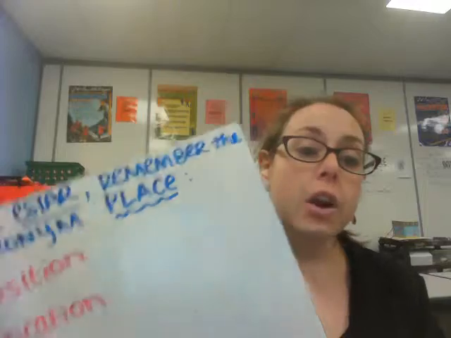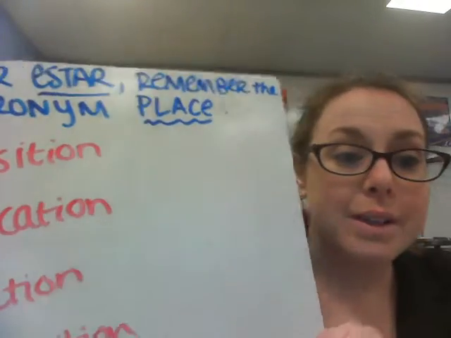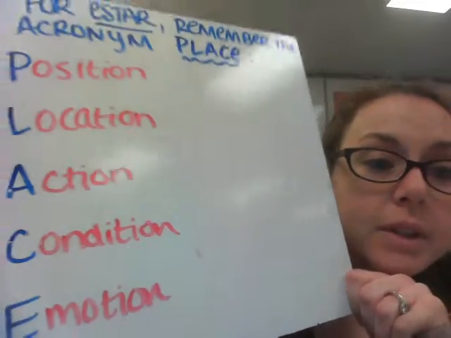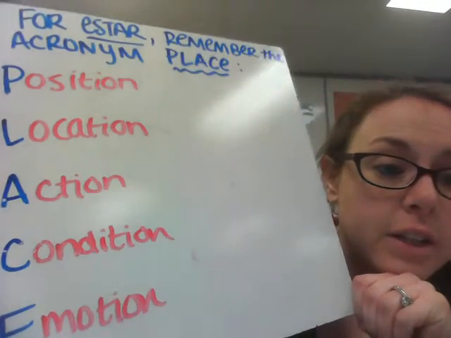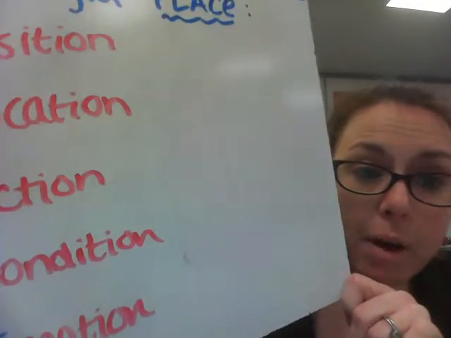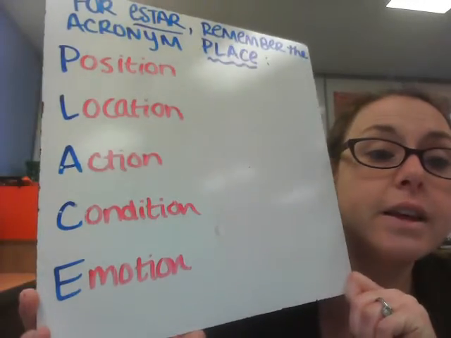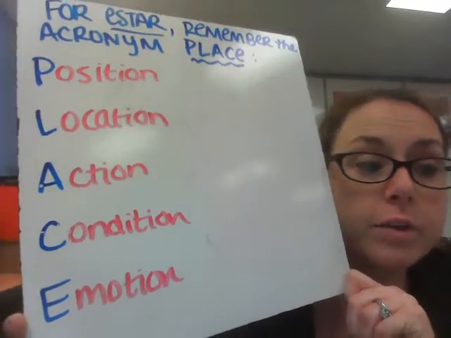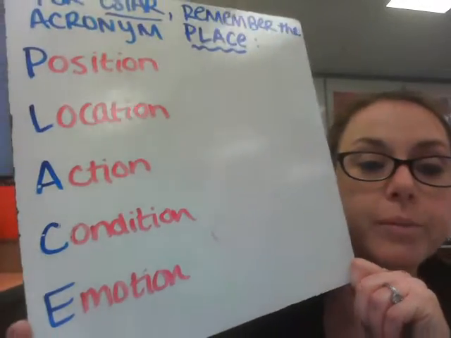So we're going to start with estar, and you should have a worksheet that goes along with this that you should be filling in with this information. So for estar, the acronym that we want to remember is PLACE, and the letters in PLACE stand for position, location, action, condition, and emotion. And I'll talk about what each of these things is and give you an example of it in just a second. But for estar, the acronym is PLACE. That's what we need to remember.